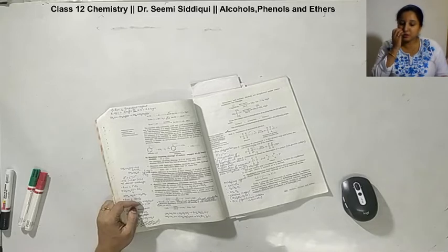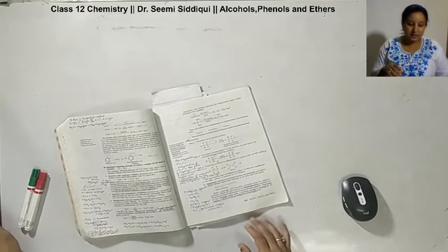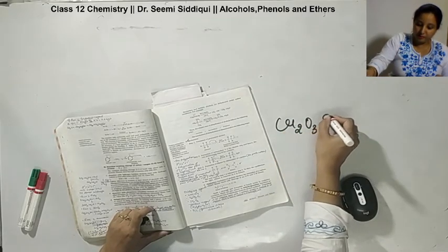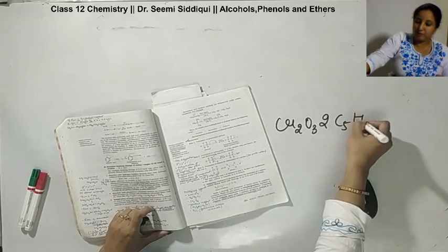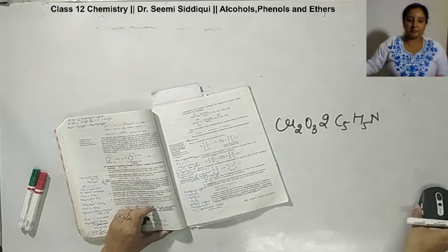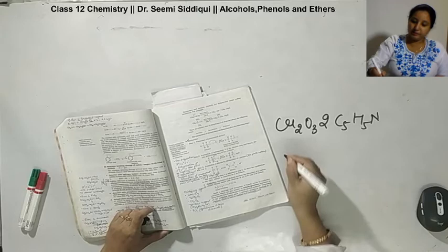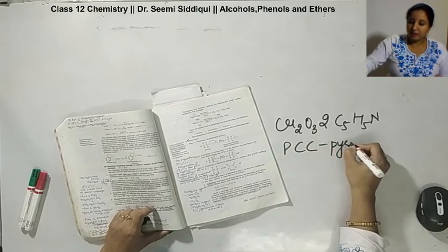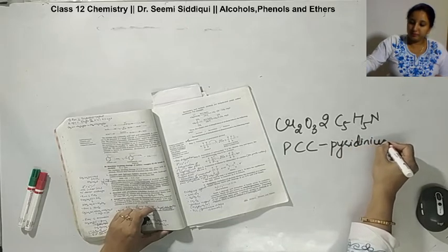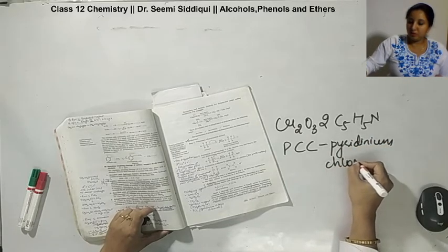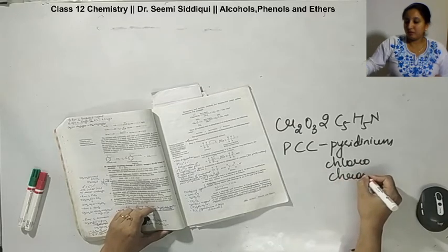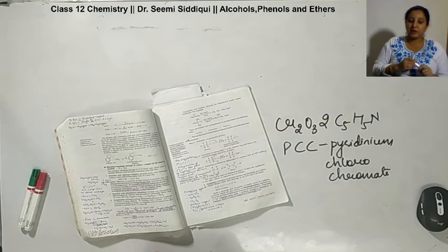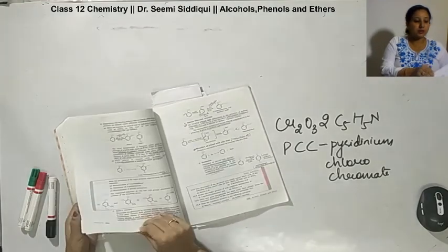That is the Collins reagent. Collins reagent का formula था Cr2O3 2 C5H5N. And then we did the another one, PCC. PCC क्या था? Pyridinium chlorochromate. Okay, these two we did over there.